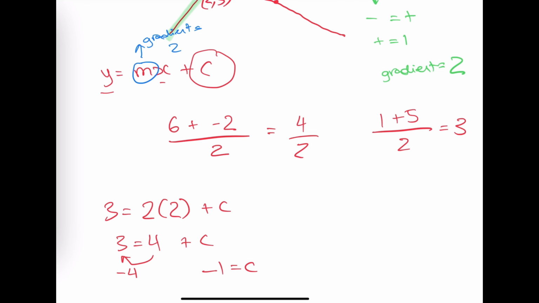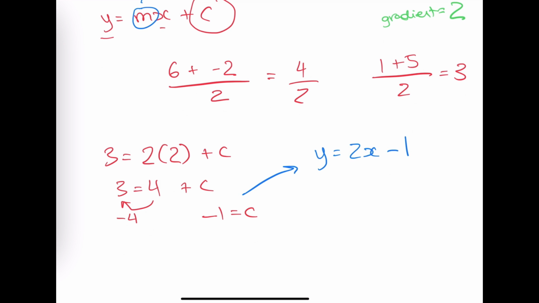Now we put this back into the original equation, which is y equals 2x minus 1. And that is the answer, and that is the perpendicular line equation.